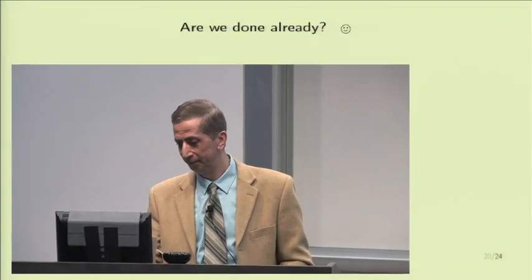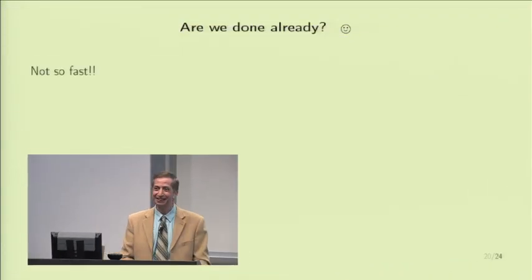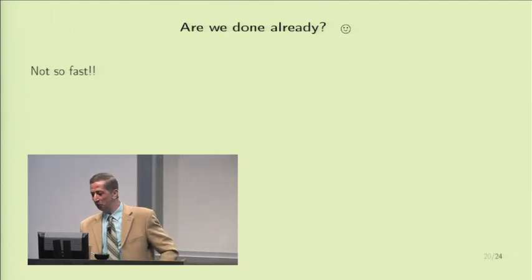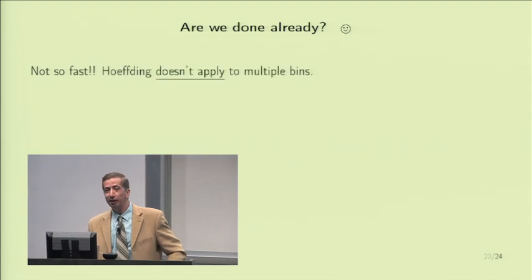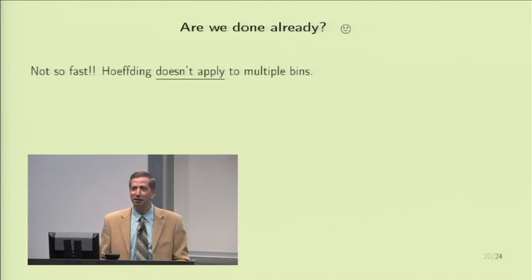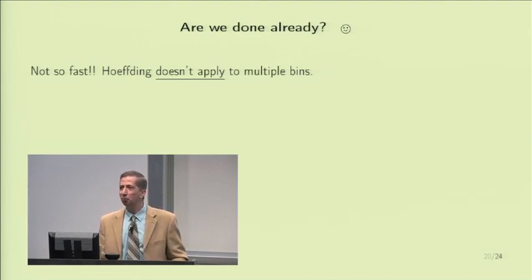So we solved the problem. It's not verification, it's not a single bin. It's real learning. So that's pretty good. Are we done already? Not so fast. What's wrong? Let me tell you what's wrong. The Hoeffding inequality that we have happily studied and declared important doesn't apply to multiple bins.